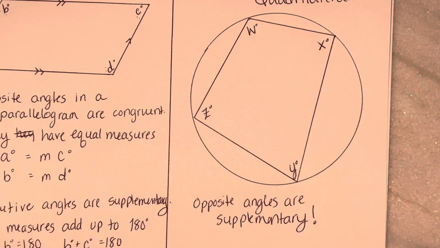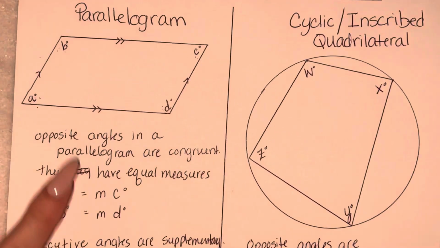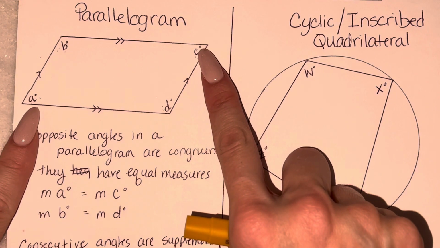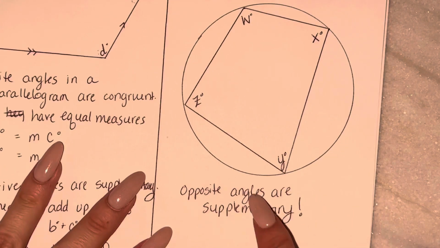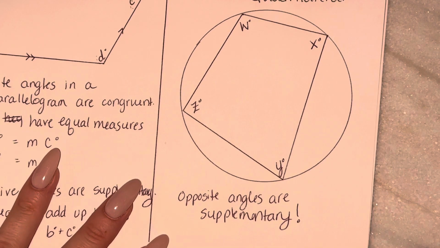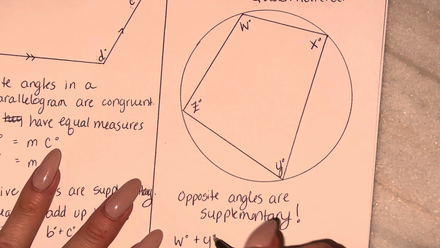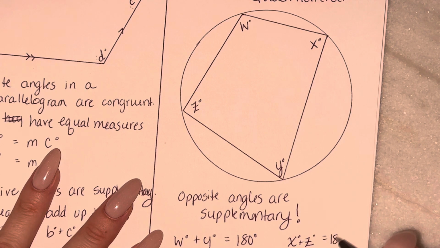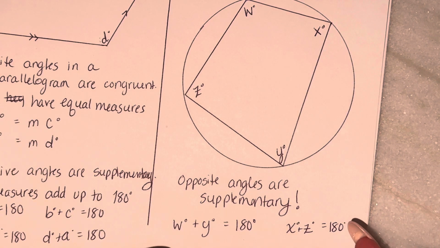So that's kind of crazy because it's very different from the rule over here. In a parallelogram, your opposite angles were congruent. But if it's inside of a circle, the opposite angles are actually supplementary. So that would mean that W and Y add up to 180, and that X and Z add up to 180. And that's the only rule that we have for cyclic quadrilaterals.